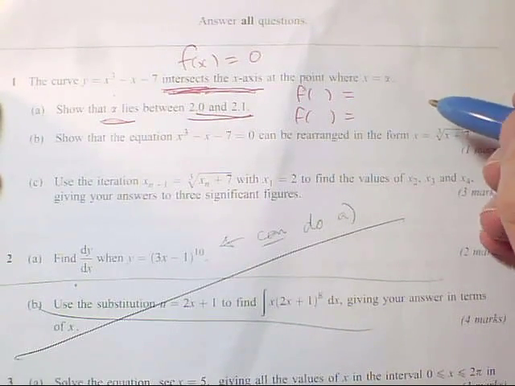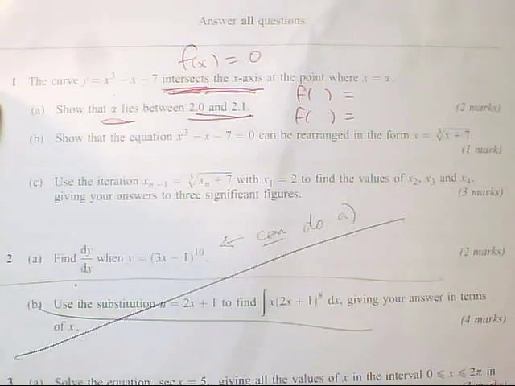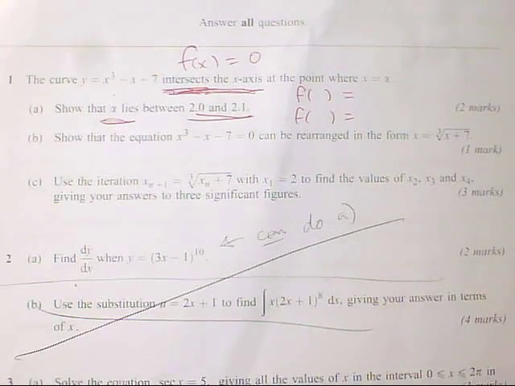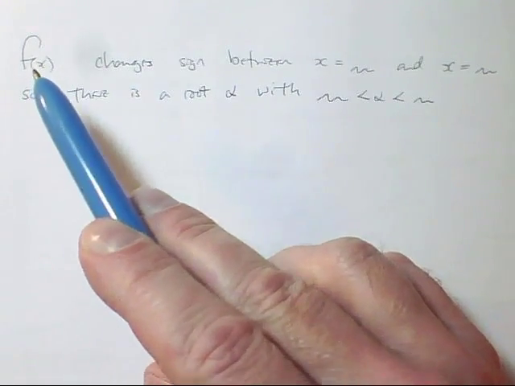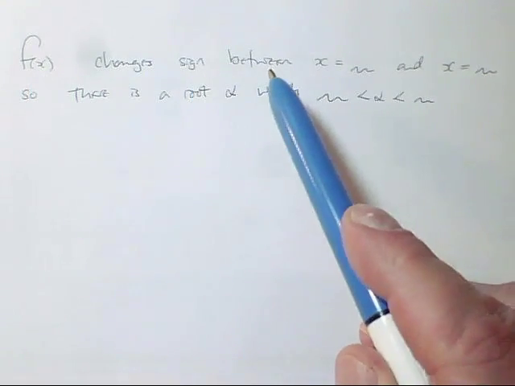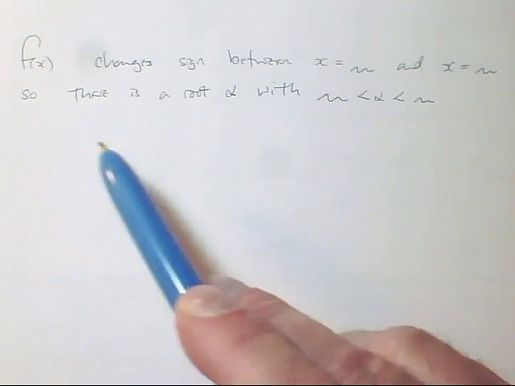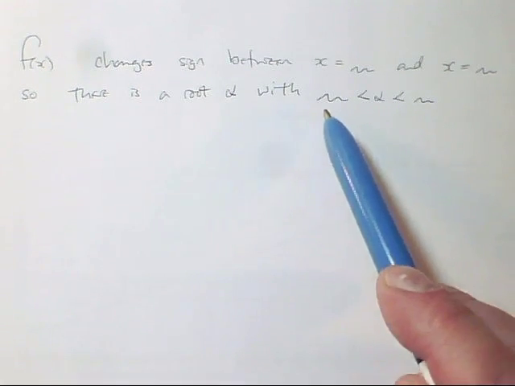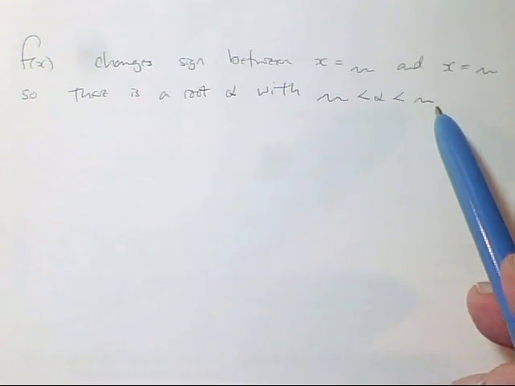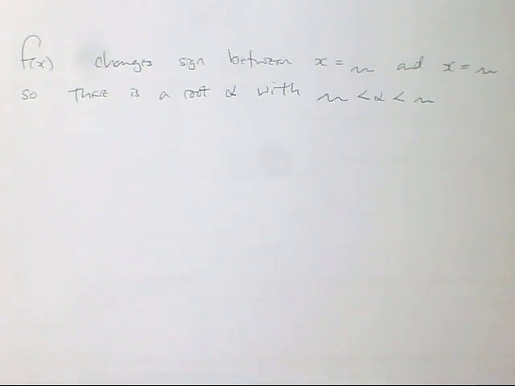I really ought to tell you what the sentence is, but just in case you haven't got it in your notes, then I will tell you now. If you're relying on this, can you please go away immediately after viewing this and write this sentence somewhere into your notes? So here's that standard sentence. You say that f of x changes sign between x equals first value and x equals second value. So there is a root alpha with first value is less than alpha is less than second value. Don't miss any of these words out or any of these ideas out, because that's the sentence they want to see.